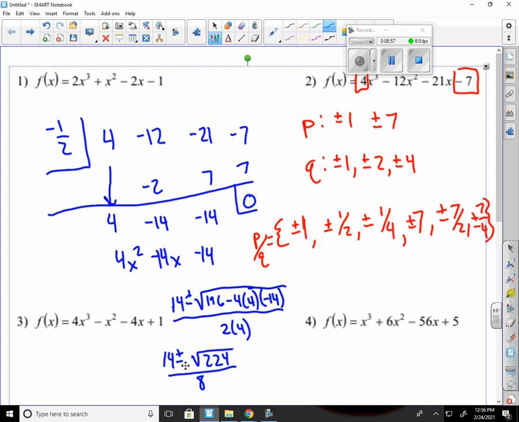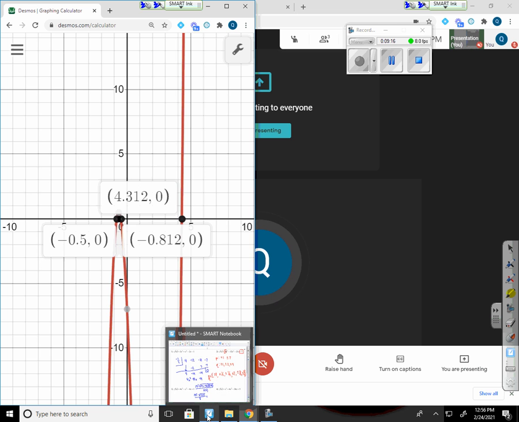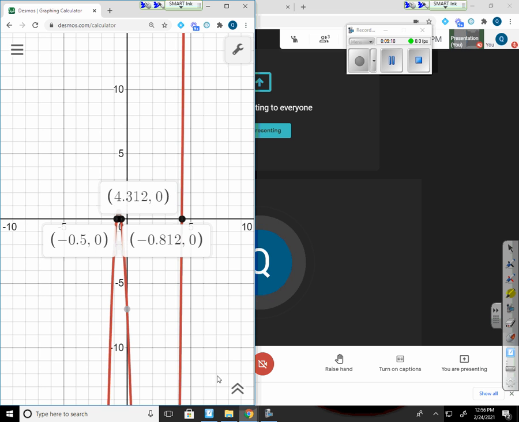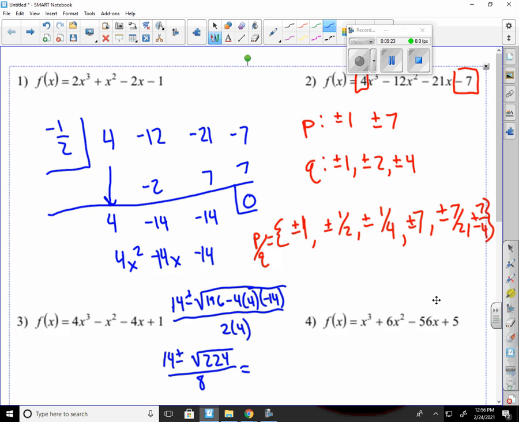This is not a perfect root. Plus or minus. I can plug this right into my calculator, and it is going to give me the same thing I got yesterday when I did this problem in class. But we didn't know how to do it. 4.312 and negative 0.812. Just putting it out there.